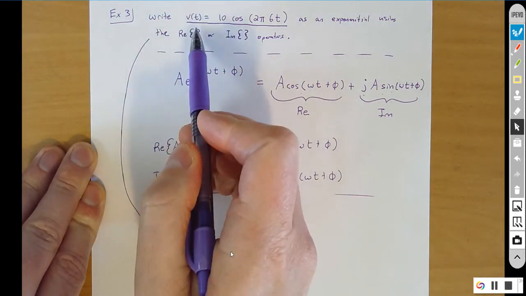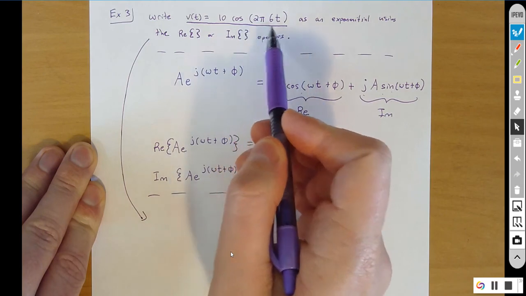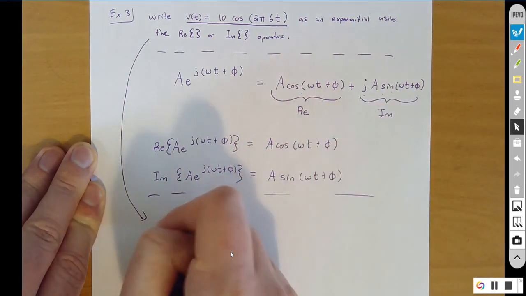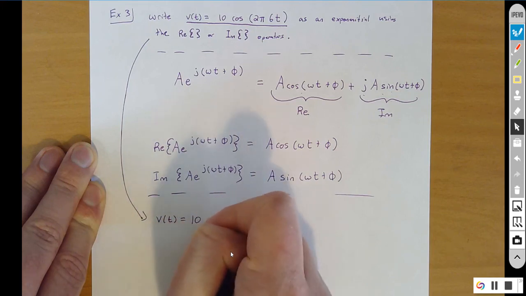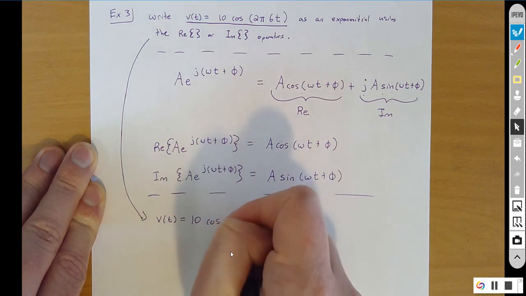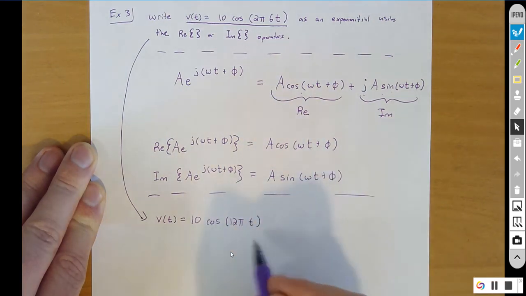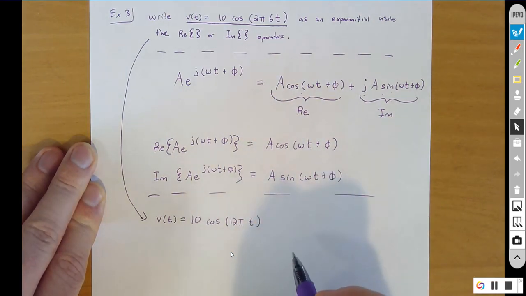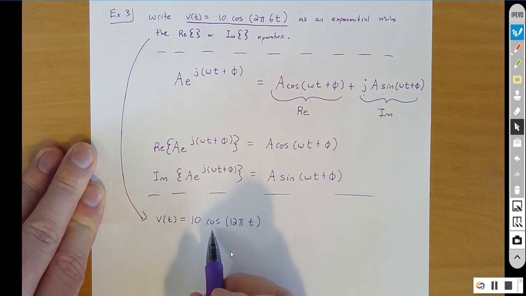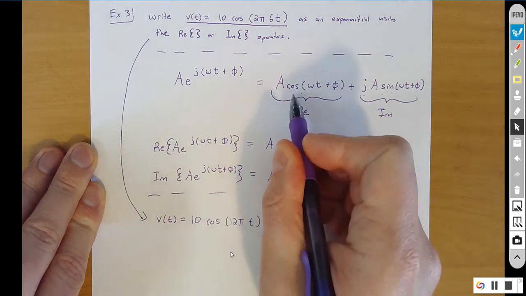So we have v of t equals 10 cosine 2 pi 6t. So let's just rewrite this real quick. Let's simplify that. So v of t is equal to 10 cosine, so that's going to become 12 pi t. And there's no phi here, there's no phase shift. So we have a cosine function, which means we just have the real part.